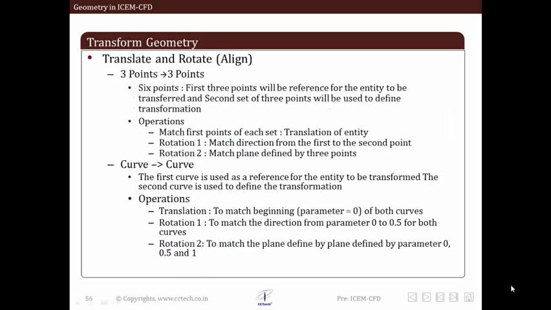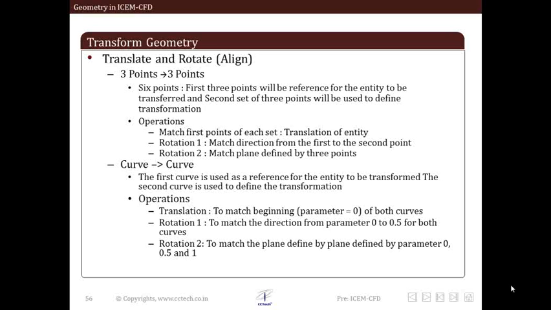The last operation allows us to translate and rotate geometry at the same time. This option helps us to achieve desired target in one go. There are 3 methods by which we can translate and rotate geometry, out of which we will discuss first 2, which are used frequently.